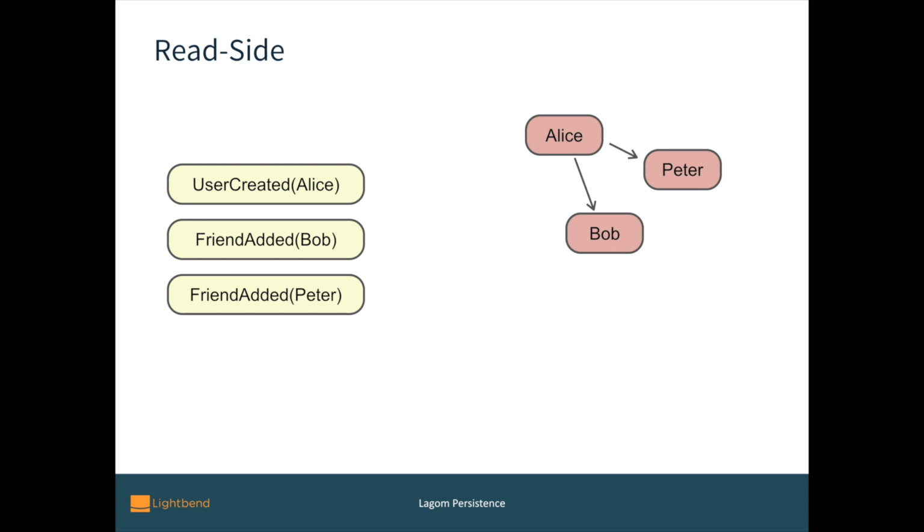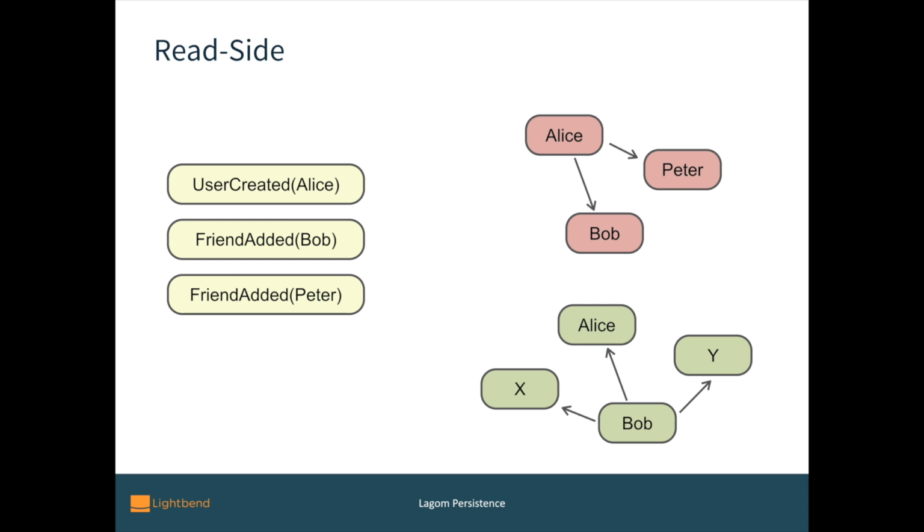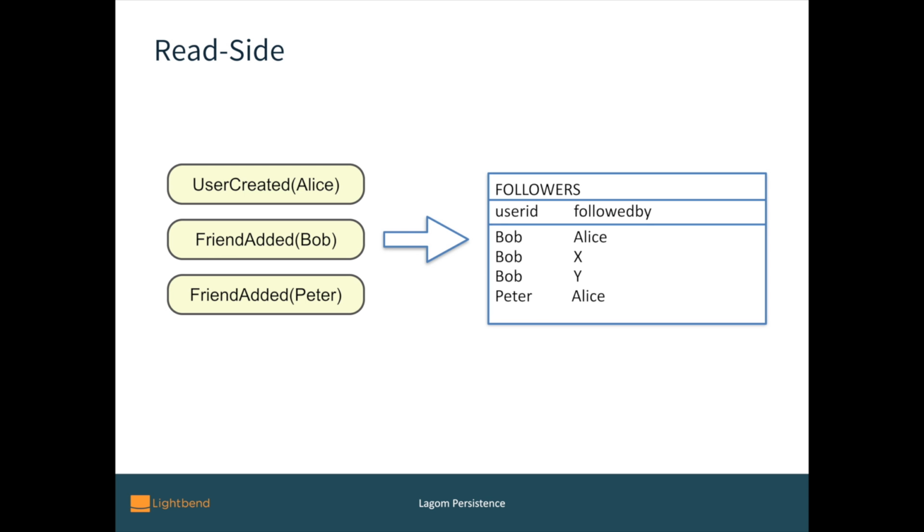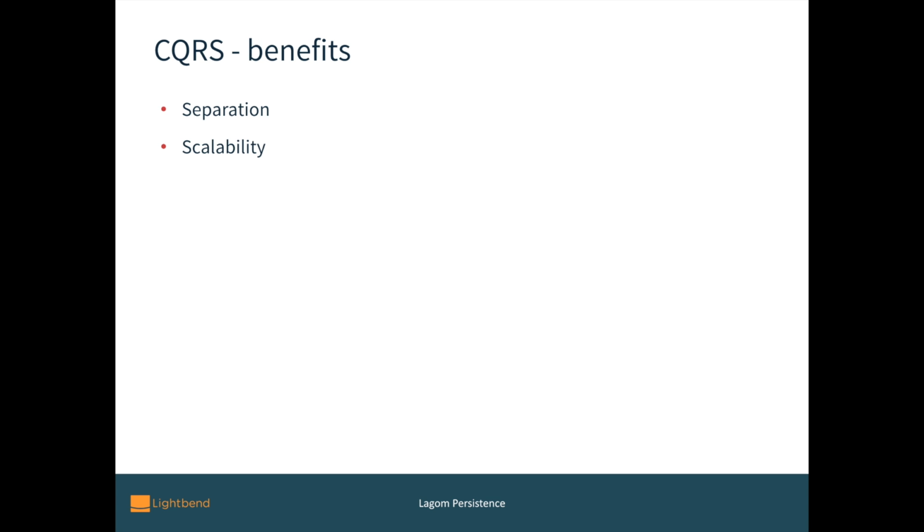But what should we do if we need the opposite relation? The followers of a user, for example, who is following Bob? We can't ask all entities, that would be too slow, and we might not even know the identifiers of all entities in the first place. So we need something that would turn the events into a representation that is optimized for the query that we need. It would process the friend-added events and populate the followers table. This separation of the write side and the read side of the persistent data is often referred to as CQRS, Command Query Responsibility Segregation.